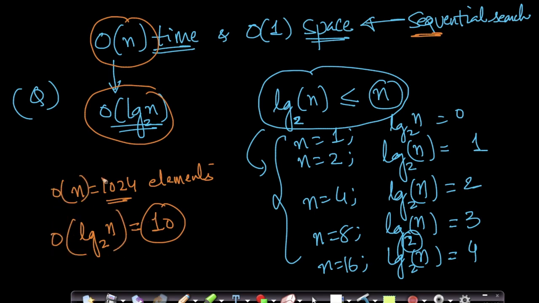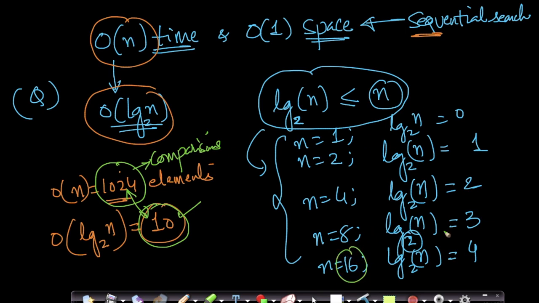So order of n basically means I'm doing 1024 comparisons, roughly, or operations. But if I can get away with log n, which is 10, there's a huge difference between 1000 comparisons and 10 comparisons, right? Then my algorithm is obviously much more efficient. Log n is much less than n if you think about it. Okay, and you can look at these numbers. When I have n equals 16, my log n is only 4. When I have n equals 1024, my log n is just 10.